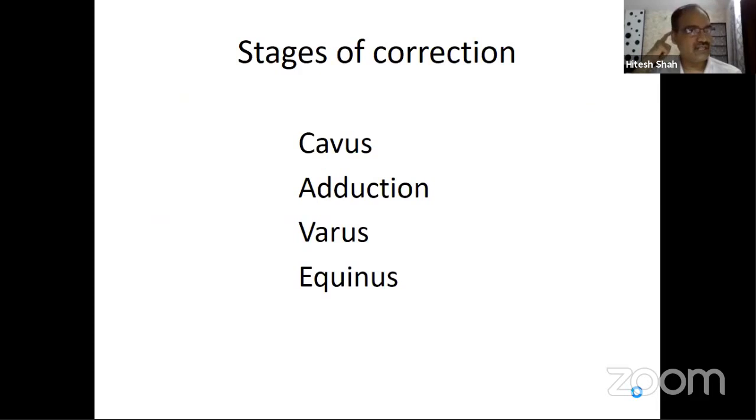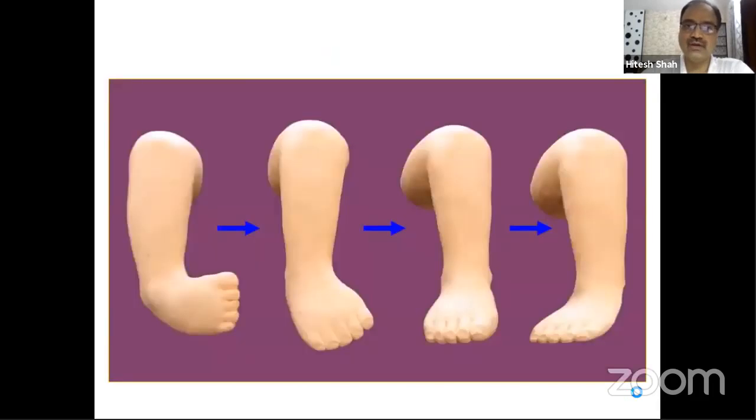What is the order of correction? Ponseti described in his classic method: cavus should be corrected first, followed by adduction, then the hindfoot varus, and the last is the hindfoot equinus. Why follow this specific sequence? If we try to correct the hindfoot equinus first, we can land up in a secondary deformity like a rocker bottom foot. So always consider the cavus, followed by adduction, followed by varus, followed by equinus.